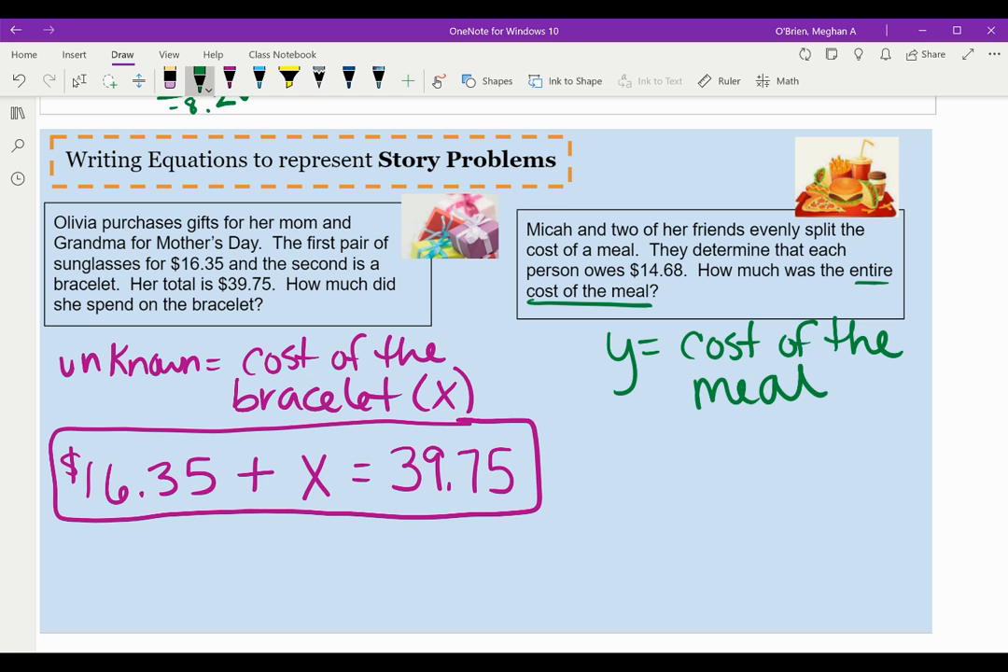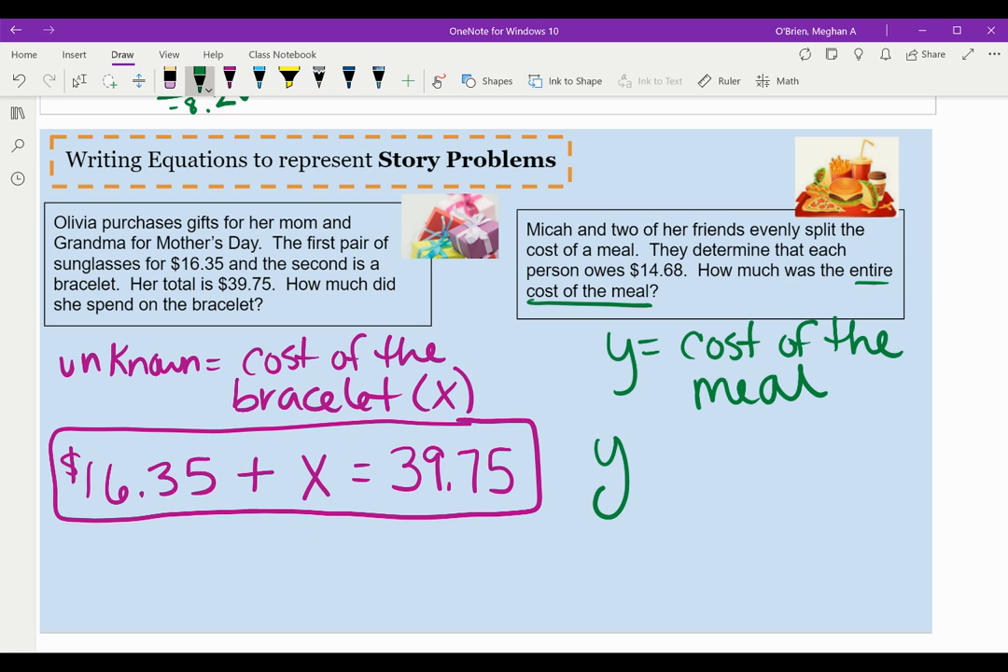Okay, so I'm imagining this as like a movie or a little clip. Micah and two of her friends. That's 3 people. And they share the cost of a meal equally. Okay, how much was the entire meal? Well, that's kind of the beginning point, right? If I'm sitting around the table with my friends, we get our bill and it reads whatever it is, right? So y, that's the total cost.